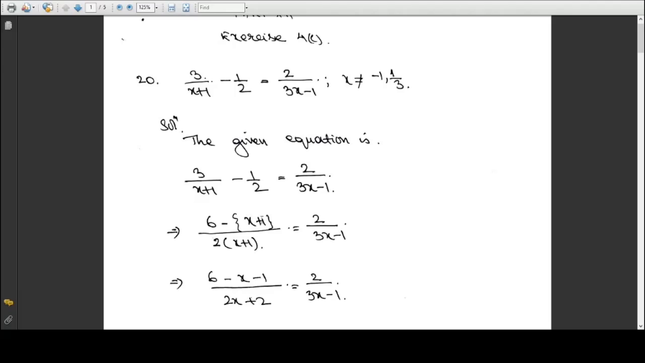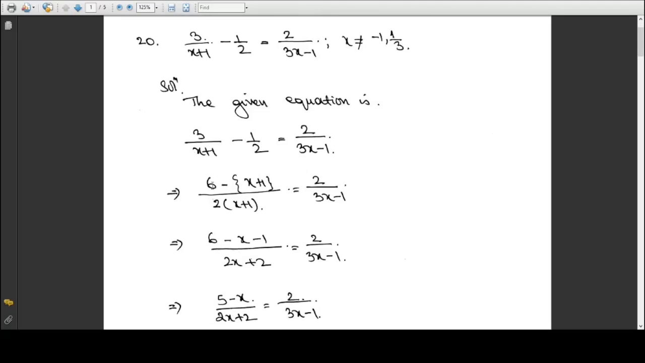But this x plus 1 you write in brackets, because this minus sign before it will have an effect on this term which is in the bracket. Okay, you keep it in the bracket. On the right side you have 2 by 3x minus 1. Next step, you multiply this minus sign to the term in the bracket. Minus with plus is minus, minus with plus again minus. Simply, you will have 6 minus x minus 1.